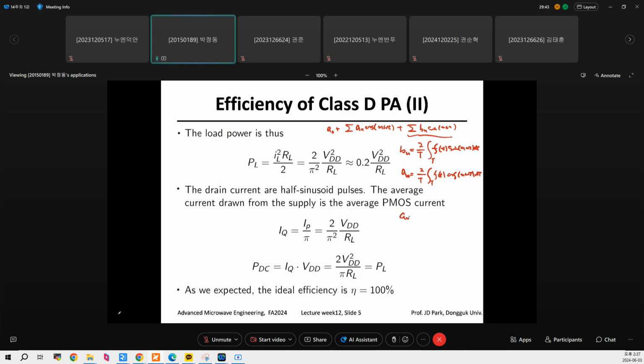How about A0? That's what I got confused about. This is 1 over T, right? Why didn't you guys say anything? Okay, so this is correct. 1 over 2 pi, and 0 to pi, and sine theta d theta, right? So which is 1 over 2 pi and cosine theta from 0 to pi, which is 1 over pi. Okay, therefore it's 1 over pi.